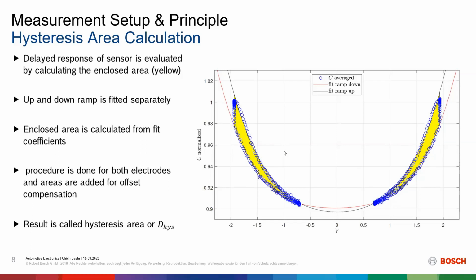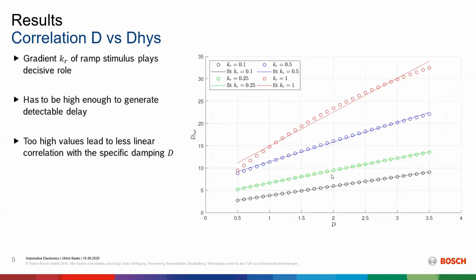And you can do that very time efficiently with the fit coefficients. You have to do it though for both electrodes. So this would be only one electrode. You have to do it for both to basically compensate for the raw offset of the sensor. And the result is called hysteresis area, or d-hys in this paper.